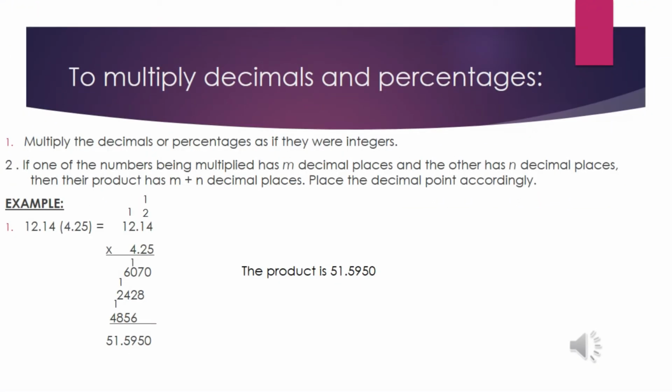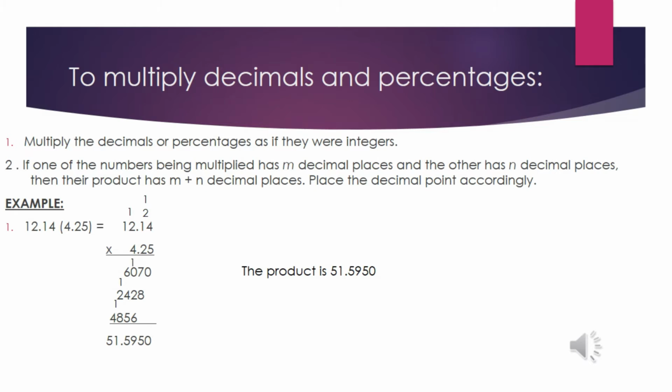To multiply decimals and percentages, first multiply the decimals or percentages as if they were integers. And second, if one of the numbers being multiplied has m decimal places and the other has n decimal places, then their product has m plus n decimal places.